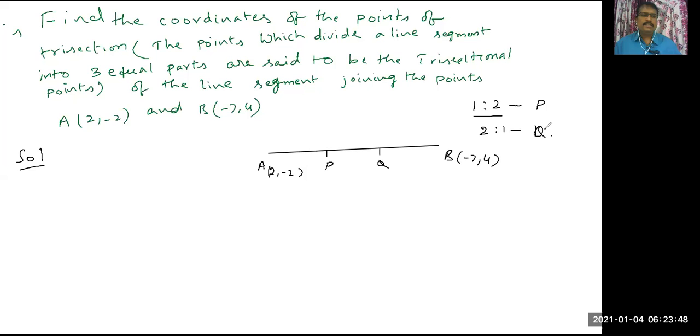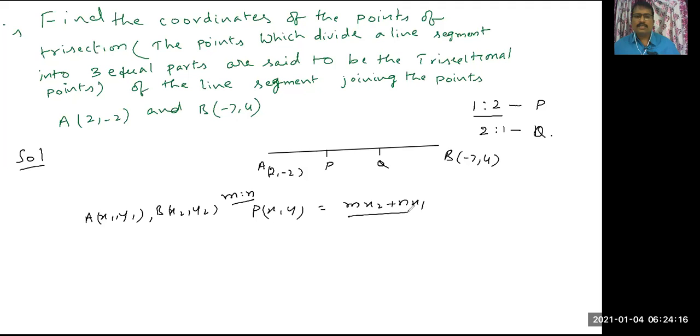So already from the section formula we all know that A is (x1, y1), B is (x2, y2), and the point P(x, y) dividing in the ratio m:n is (mx2 + nx1)/(m + n), (my2 + ny1)/(m + n). That's it. So this is the formula.